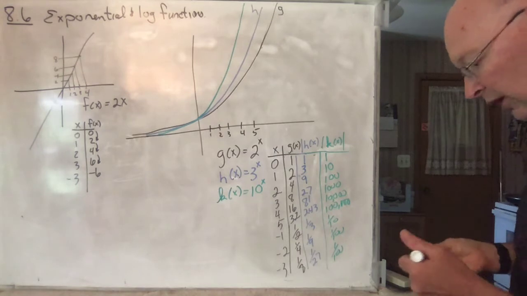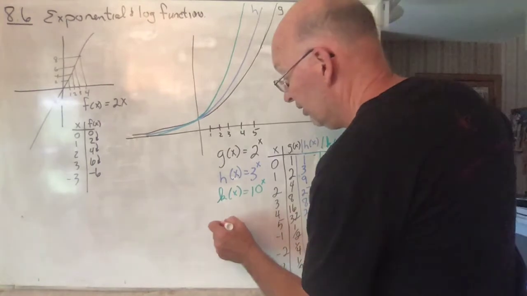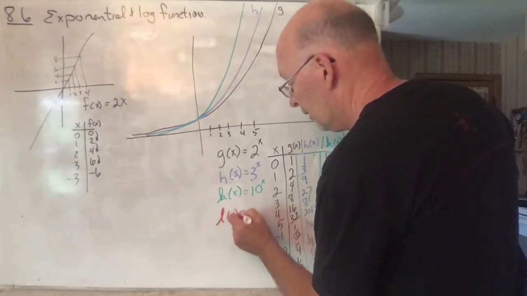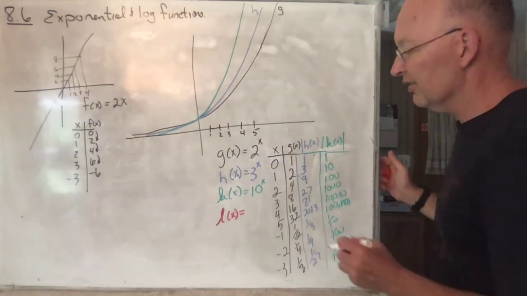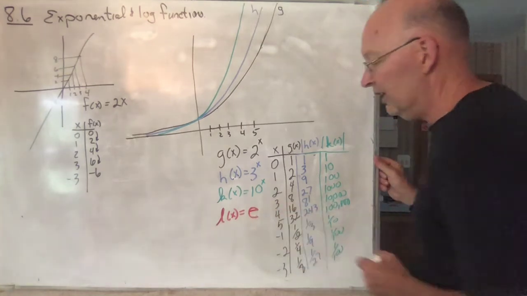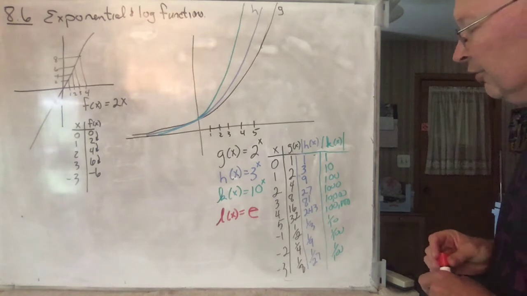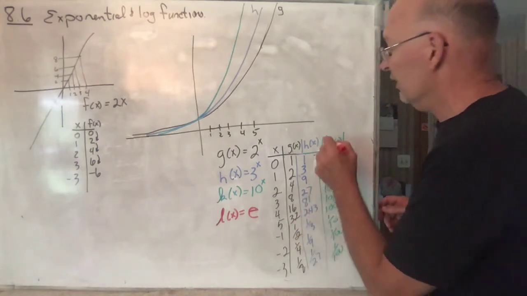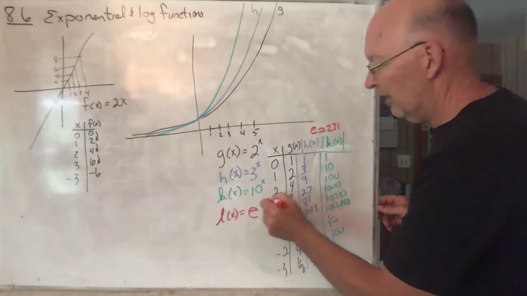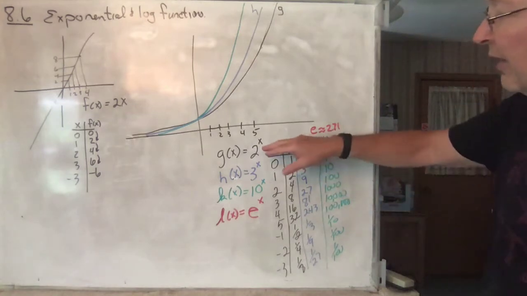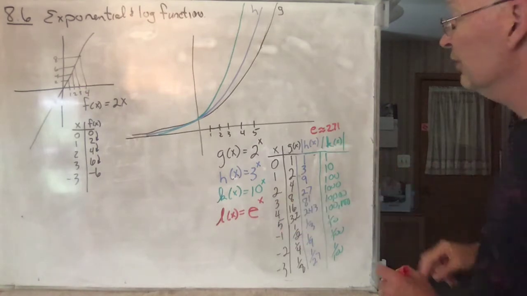Okay, let's do one more, and I left red for this one, and we'll call this L of x. And I'm going to choose a number now which is between 2 and 3 in size. It's the number e. You remember the number e? We talked about that a little while ago, about 6 or 7 lessons ago maybe. And e was a number roughly 2.71, something like that. And so e to the x is going to be a graph that lies between 2 to the x and 3 to the x, since e lies between 2 and 3.